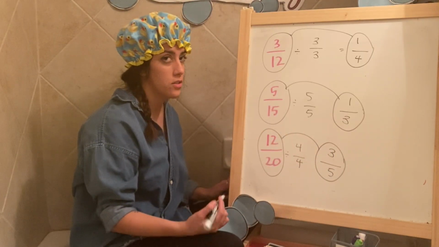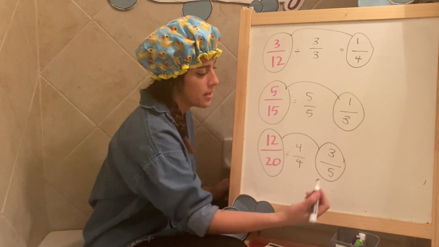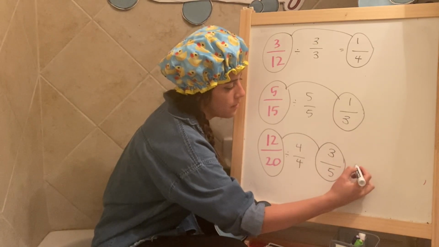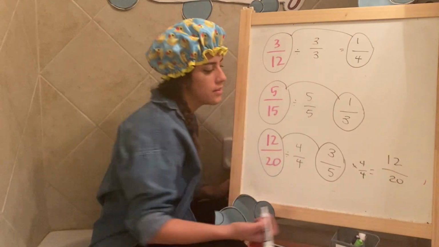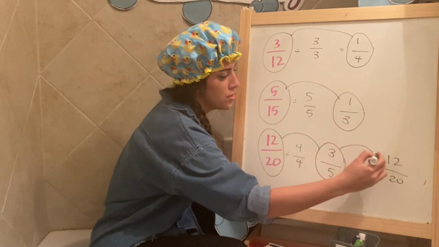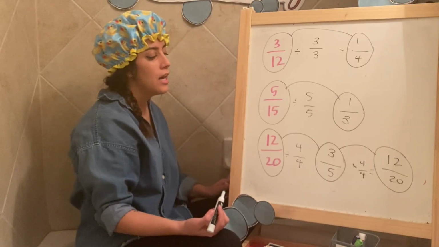You can always check your answer by going the opposite way. So if I wanted to make this bigger, 3/5 times 4/4, I can go backwards, right? So 12/20. Yes, that makes sense. So you can always jump back and forth between the two.